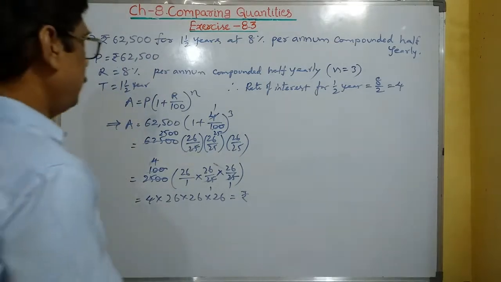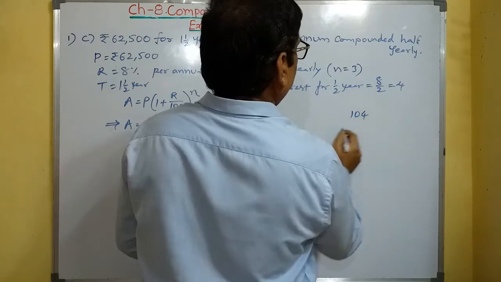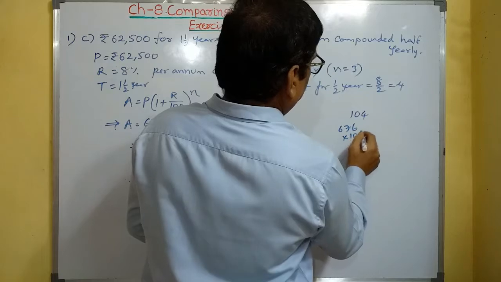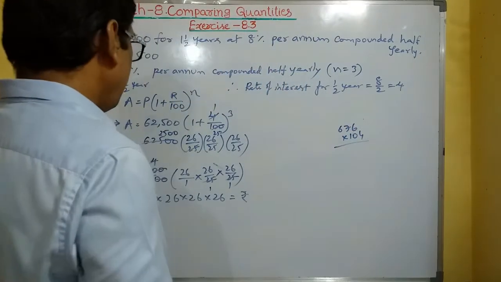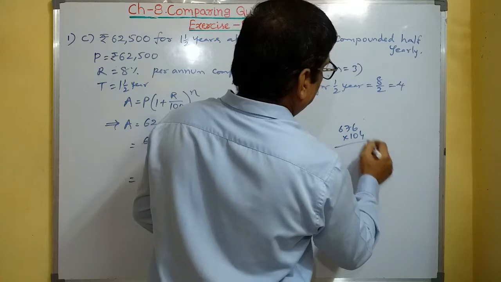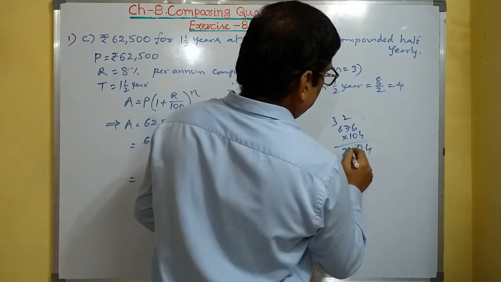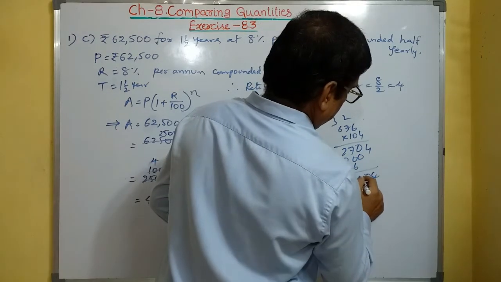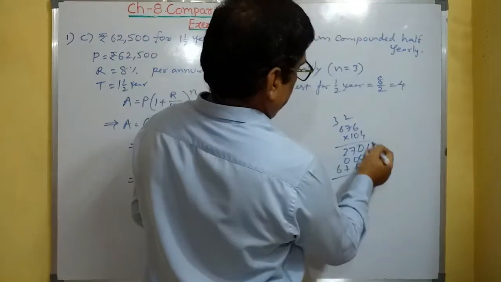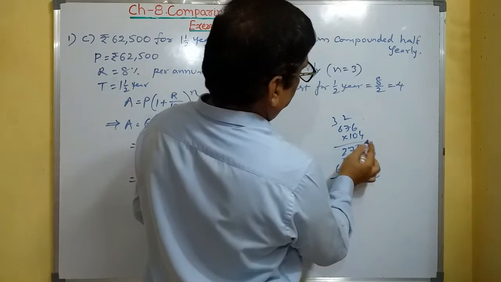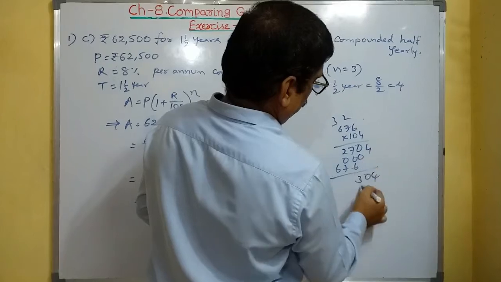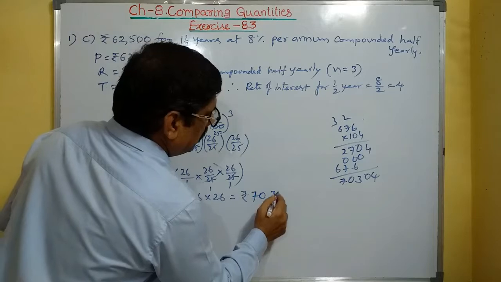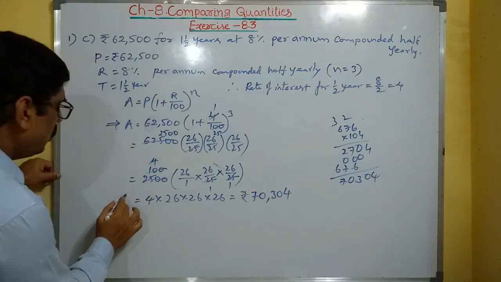Okay, we need to multiply this. So 4 into 26 is 104. 26 into 26 is 676. So 676 into 104 we need to multiply in order to get the value. So this is 70,304. This is the amount.